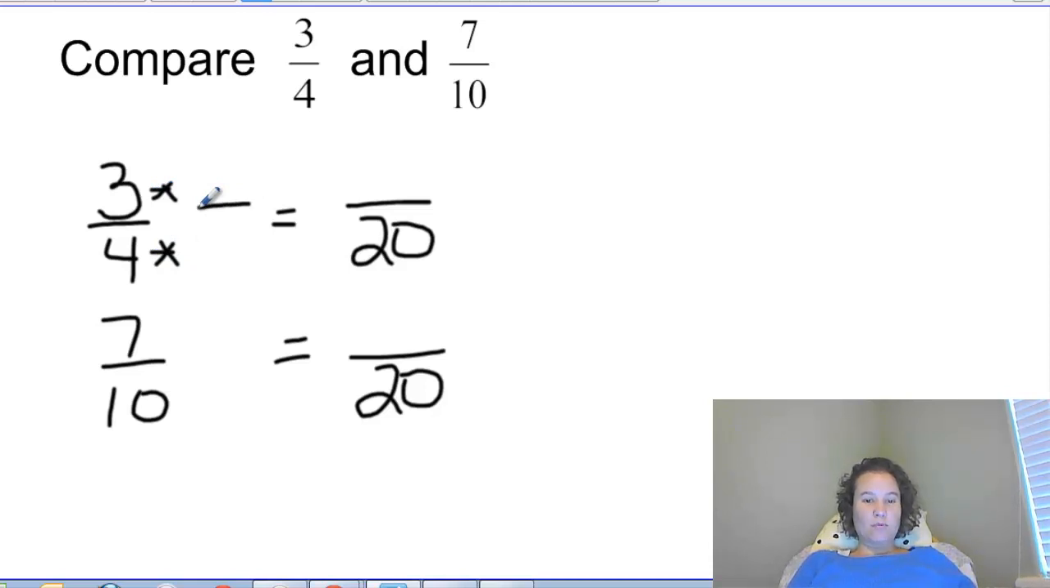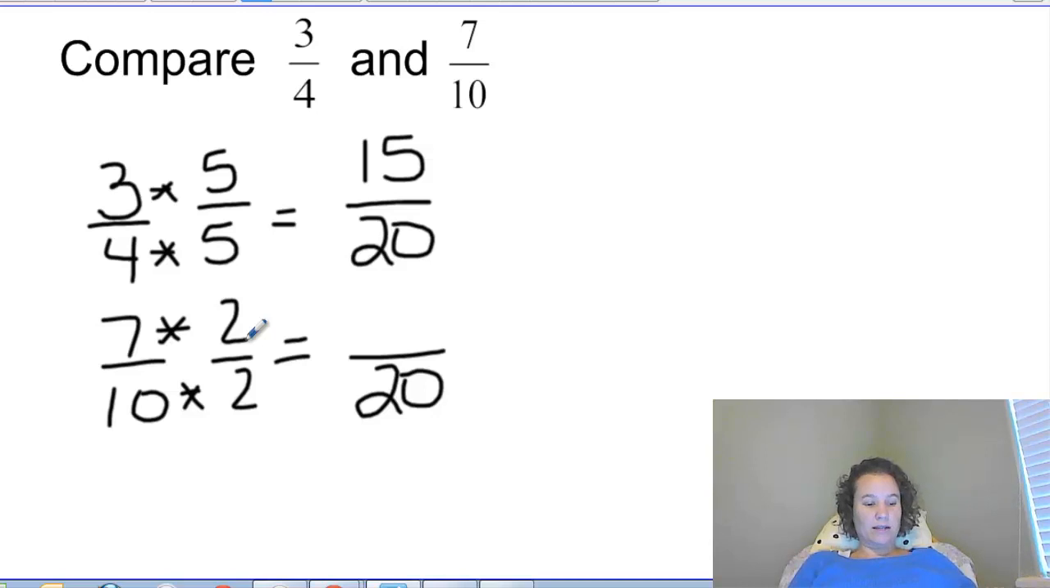And so I need to ask myself, well, what am I multiplying 4 by to get 20? I'm multiplying 4 by 5. So I also need to multiply 3 by 5 to get an equivalent fraction. So 15/20 is equivalent to 3/4. And then I'm going to do the same thing with 7/10. What am I multiplying 10 by to get 20? Well, I'm multiplying that by 2. And I remember I have to multiply my numerator by the same number to get an equivalent fraction. So I'm going to do 7 times 2, and that will be 14.